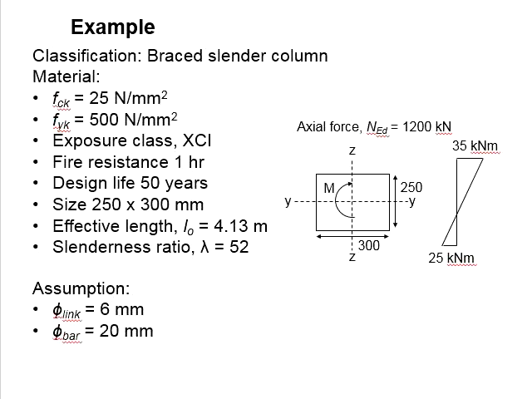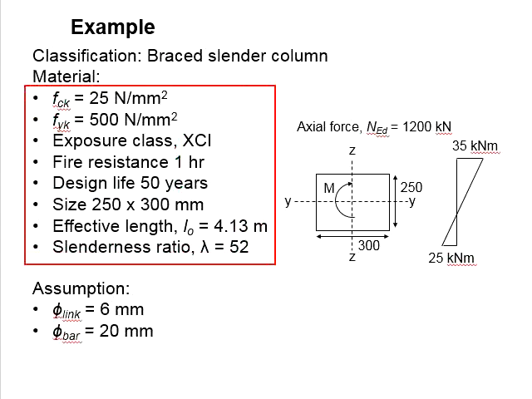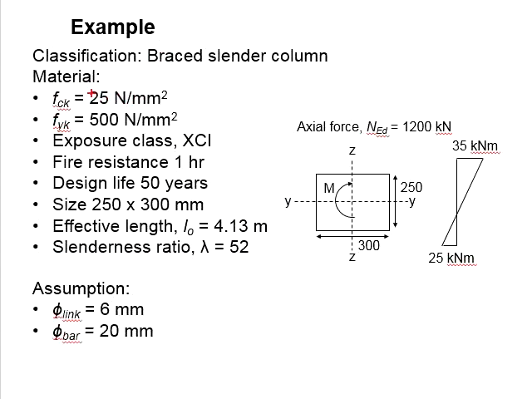Try this example to design a braced slender column. These are the specifications of the columns. The concrete grade is 25, the steel grade is 500, exposure class XC1, fire resistance 1 hour, design life 50 years, the column size is 250 x 300 mm, the effective length is 4.13 meter and the slenderness ratio is 52. It is assumed that the reinforcement bar provided is 20 mm and the links provided is 6 mm.